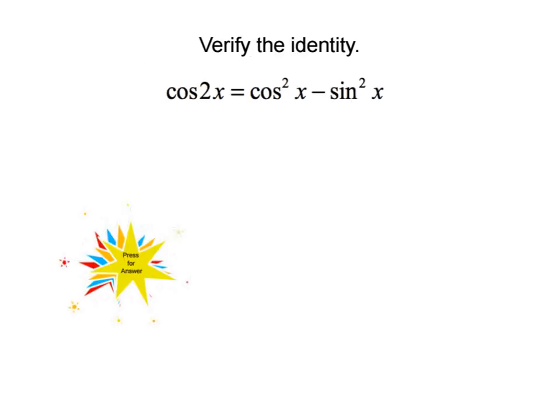I'd like you to take a look at this identity and try to verify it. You can start on the left or start on the right. Now, before you start going, I want you to notice something. Usually I tell kids to work with the most complicated side first, but this is an exception to that rule. So the first thing you want to do is rewrite cosine of 2x as cosine of x plus x. Then you're going to use the sum identity for cosine to rewrite that and hopefully arrive at the right side. Now, finish it, press pause on your video, and when you're ready for the answer, press play again.